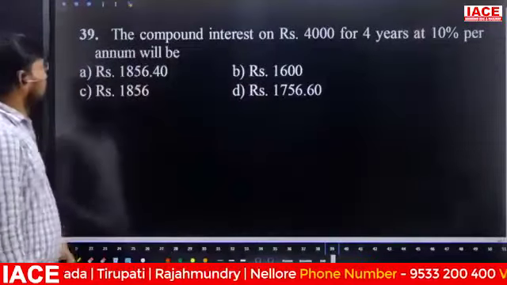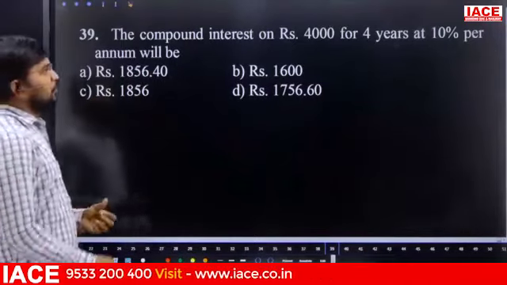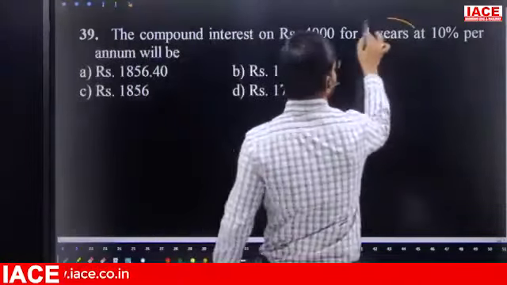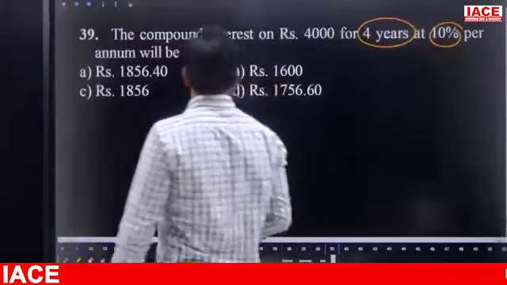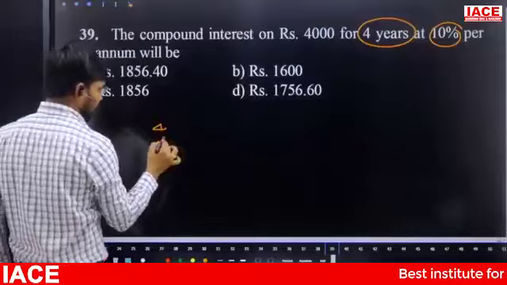So read the next question, amma. The compound interest on 4,000 for 4 years at 10% per annum is how much? So they're asking compound interest for 4 years at 10% per annum. So first year it is what? 400. So first year it is 400.